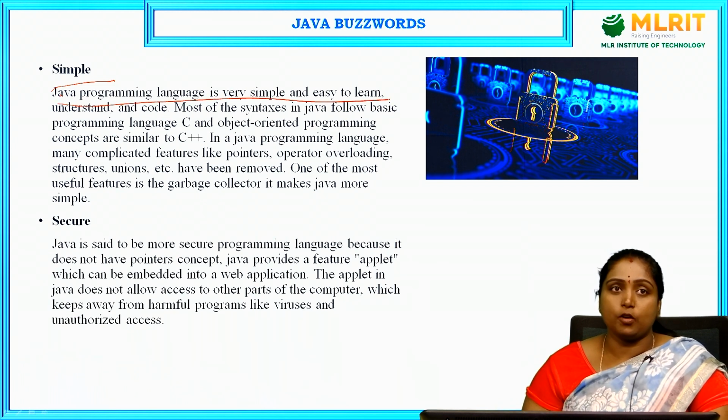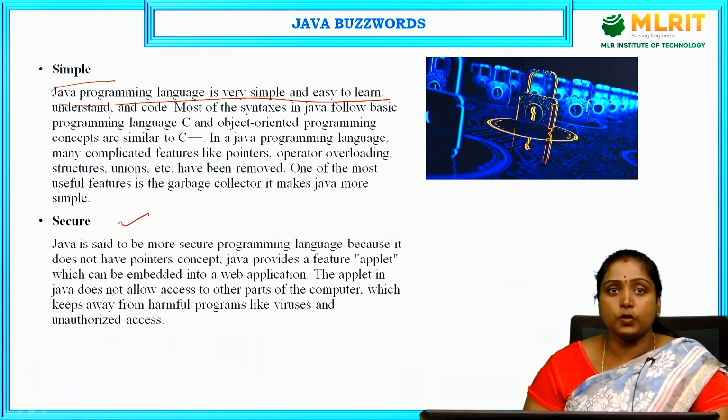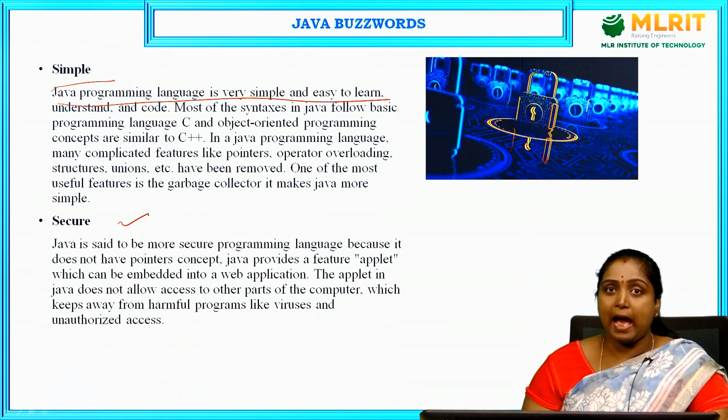Next, security. The second feature is security. How can you say it's a secure programming language? Java is a secure programming language because it does not have the pointers concept, whereas in C++ we have friend functions, which spoil the security.